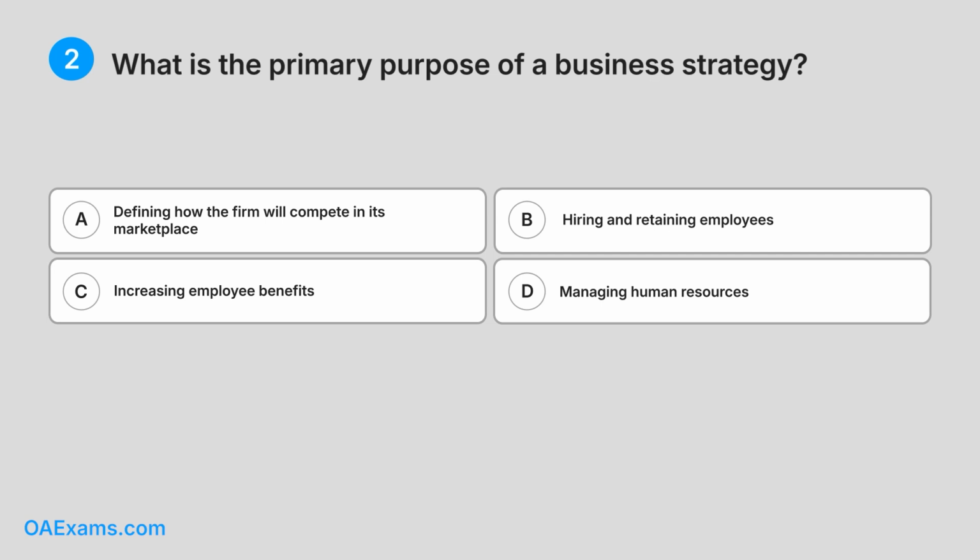2. What is the primary purpose of a business strategy? A. Defining how the firm will compete in its marketplace. B. Hiring and retaining employees. C. Increasing employee benefits. D. Managing human resources. Do you know the answer?